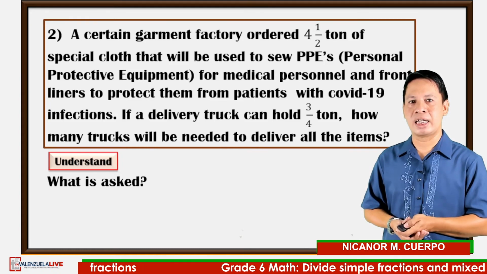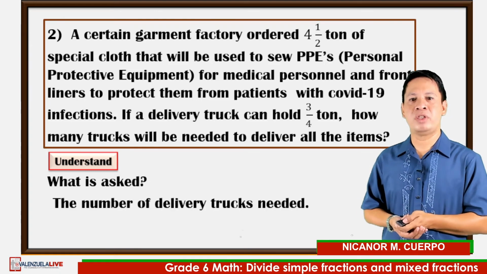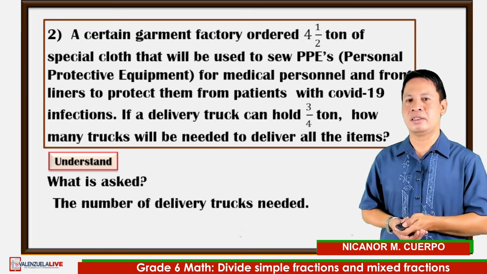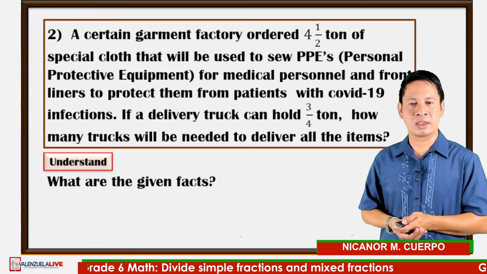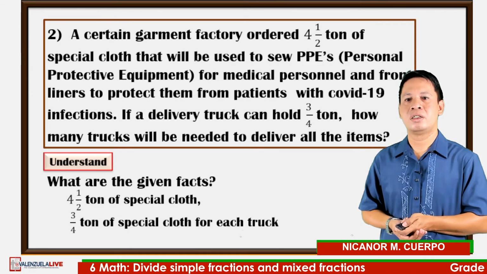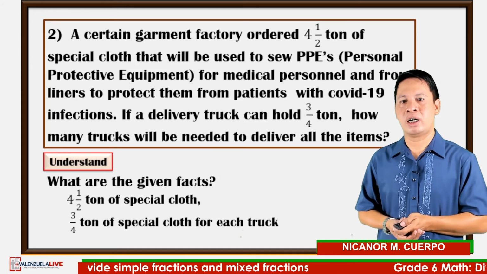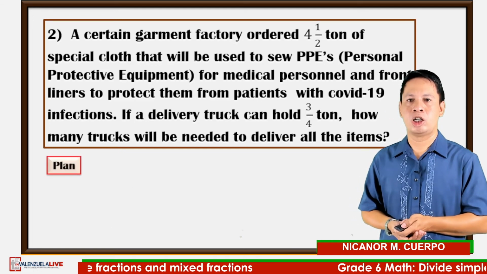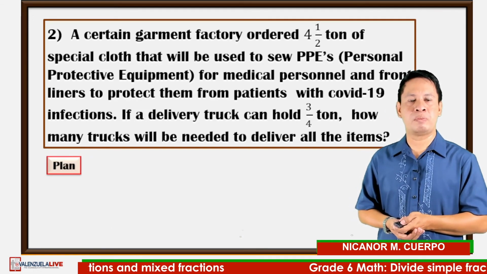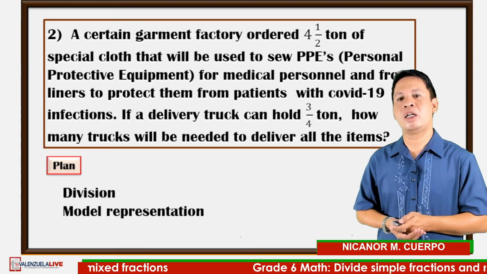So what is asked? Correct. The number of delivery trucks needed. Then, what are the given facts? So 4.5 tons of special cloth and 3/4 tons of special cloth for each truck. Now, how are we going to solve the problem? Of course, we are going to use a division plus a model representation.